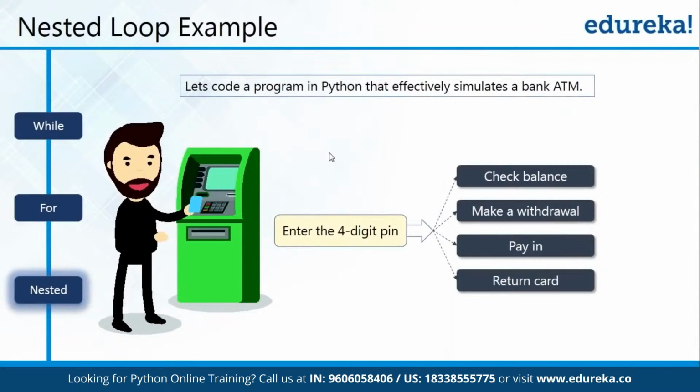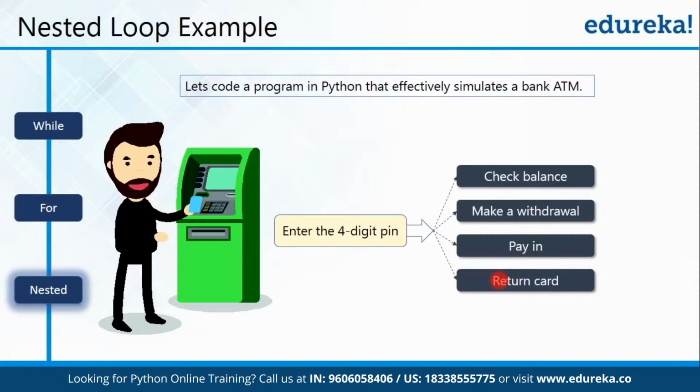Over here I'm going to write code to simulate a bank ATM. For that I'm going to use a nested while loop. First you need to enter the 4-digit PIN, and then you can perform the following functions. You can check the balance, make a withdrawal, deposit some money, and if you don't want to do anything, you can tell the machine to return your card as well. Let me show you how it is done.